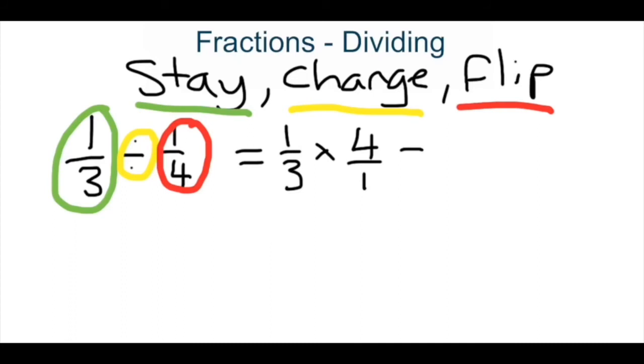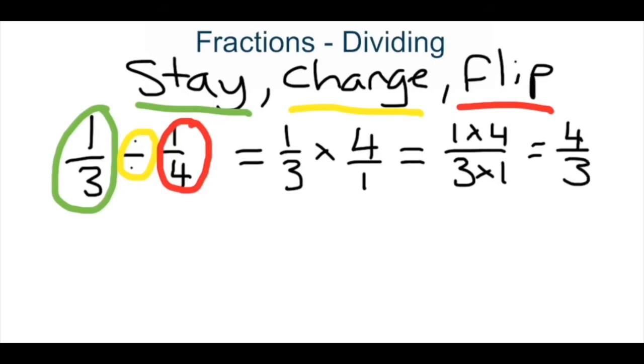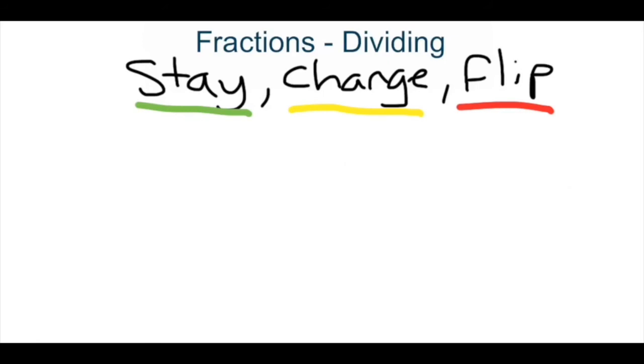And now it's our times multiplication, where we do top times top, bottom times bottom. And it becomes nice and easy to work out that this is 4 over 3. So 1/3 divided by 1/4 is 4 over 3. Now let's look at another example.